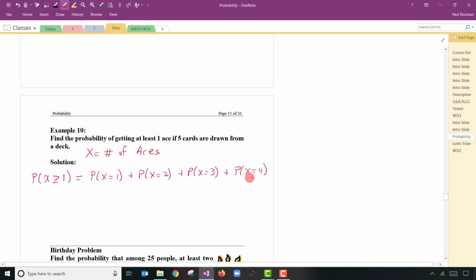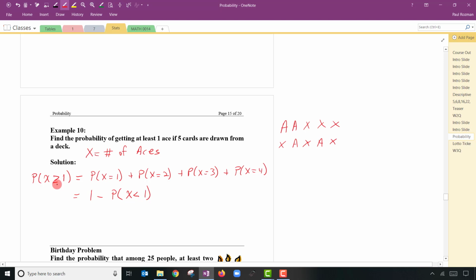But that will be difficult, especially for the 2 and 3 cases, because there's many ways it can happen. You can have ace, ace, something, something, something, or something, ace, something. So you have to figure out all the different ways that you can get, say, 2 aces. So this calculation here requires that you calculate each of these situations. And we're not the best at counting, so I think it would be easier for us to try to find the opposite of this. The opposite of greater than or equal to 1 in math notation will be X less than 1.